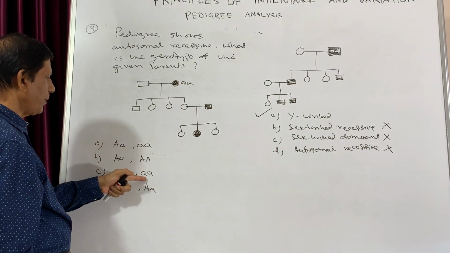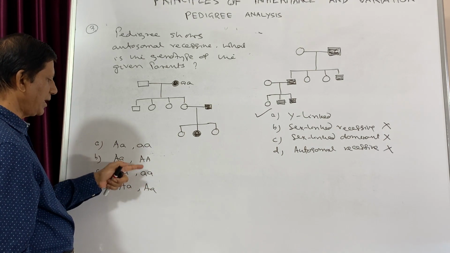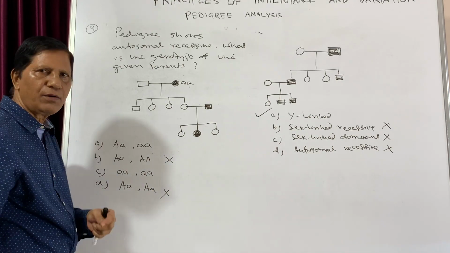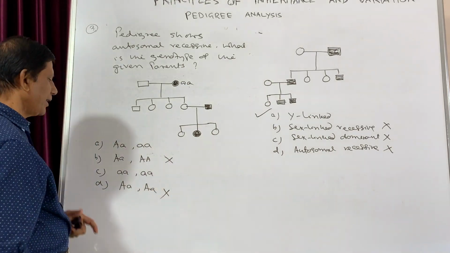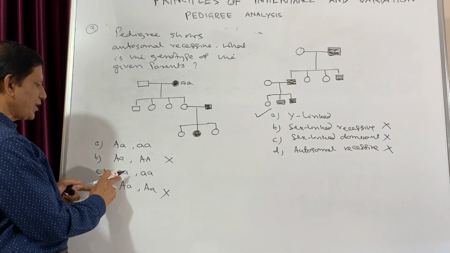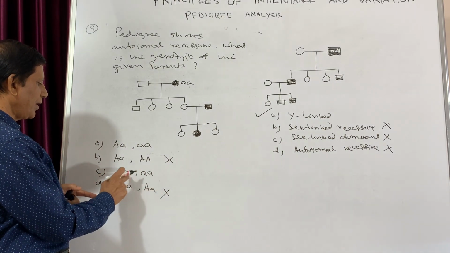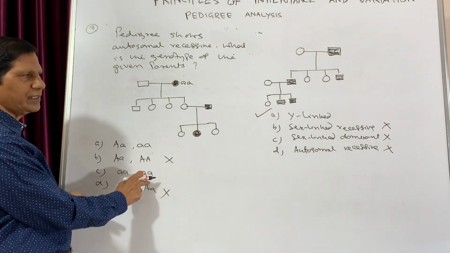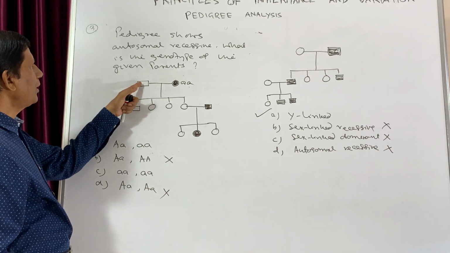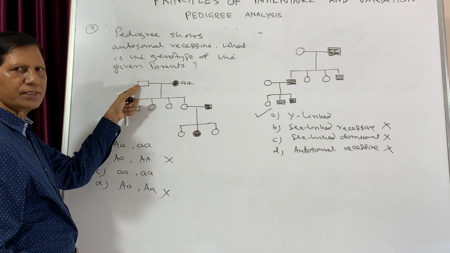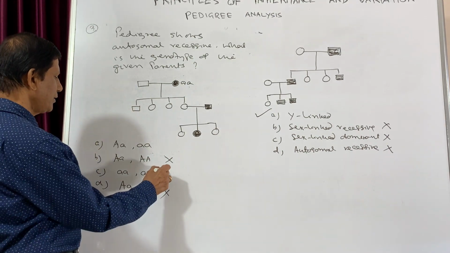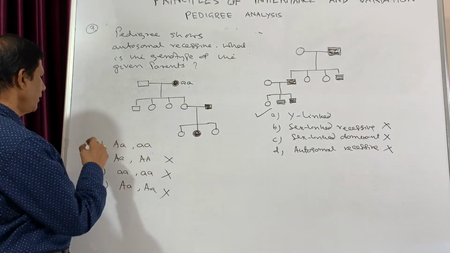The mother is autosomal recessive at two places, not at these two places. So this is done, this is done. Now only two choices are there. In the third choice, both father and mother are homozygous recessive. If the father were homozygous recessive, he would have suffered from that particular disease, but he is not suffering. He is unaffected. So this is also wrong. So what is the correct answer?